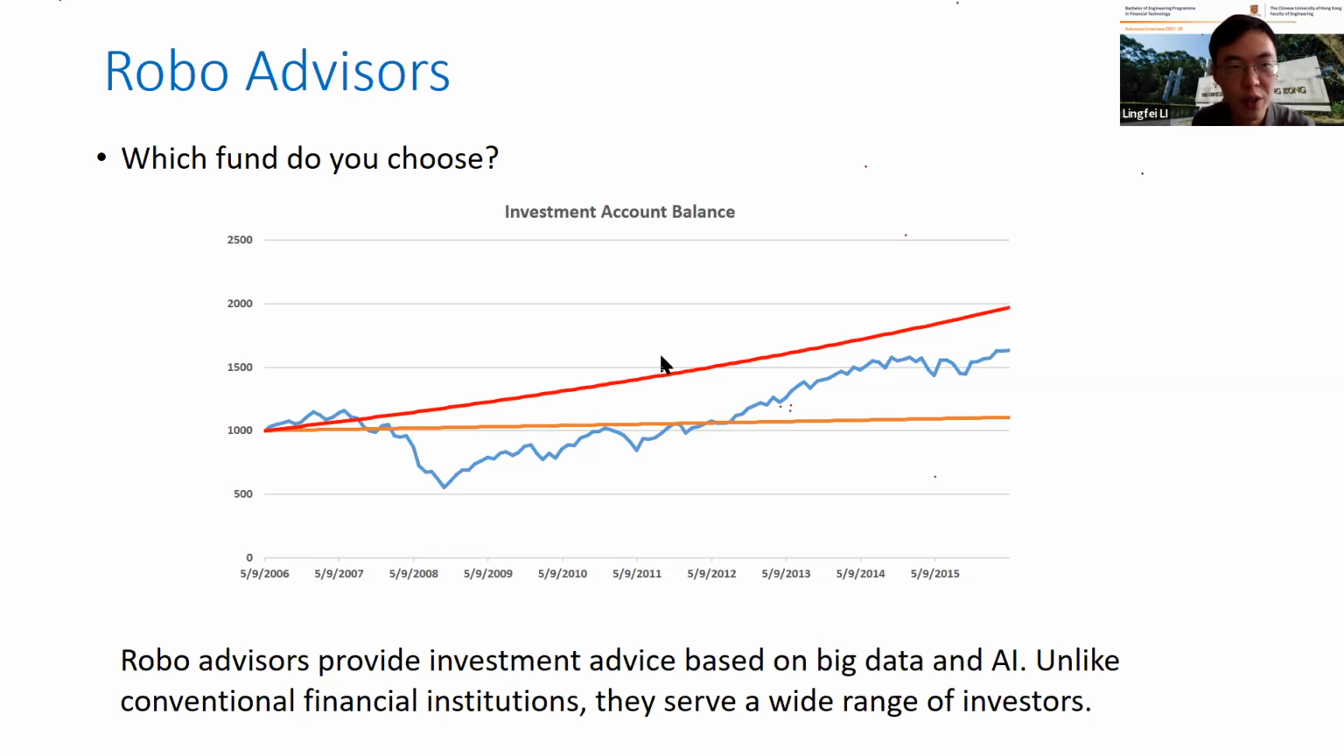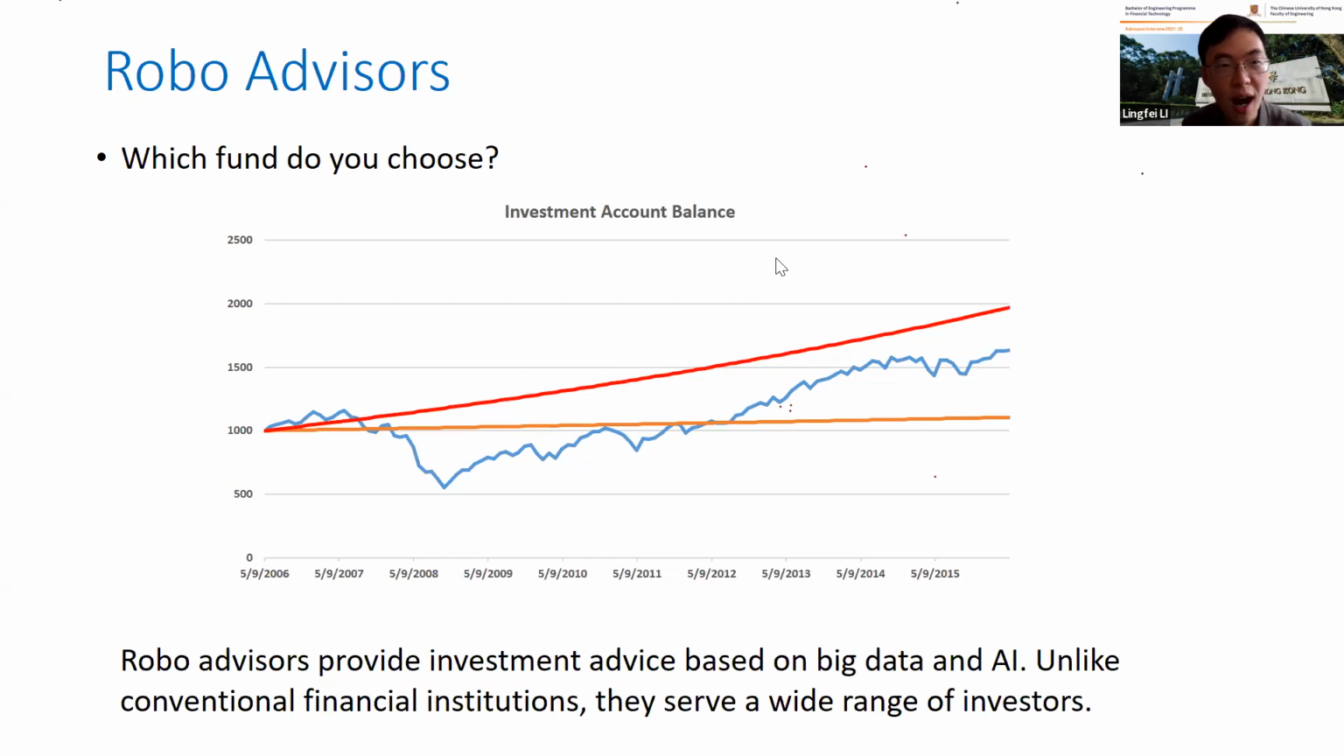The investment threshold with a robo-advisor is typically low. If you only have several hundred or several thousand Hong Kong dollars, you can still open an account. There's no very high investment threshold. So this is not like conventional banking, where they really require you to put down sufficient money in order to serve you.